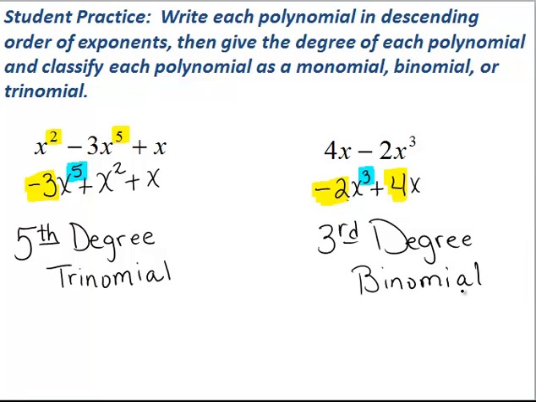So we have worked on some practice. Now recall that the degree refers to the highest power in that polynomial expression. And when you're classifying a polynomial, a monomial will have only 1 term, a binomial 2 terms, a trinomial will have 3 terms, and anything greater than 3 we just call a polynomial.